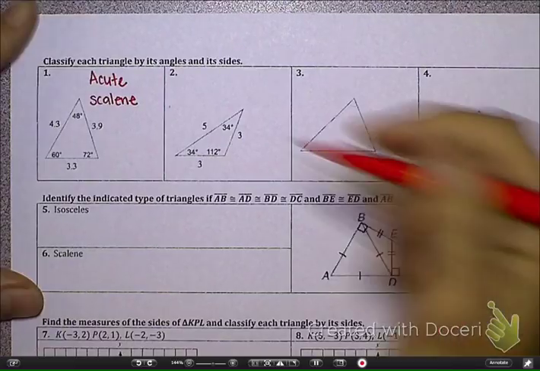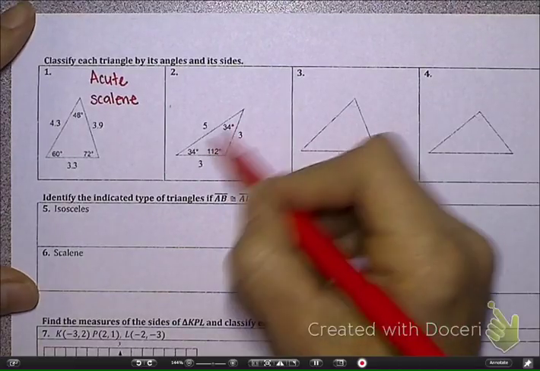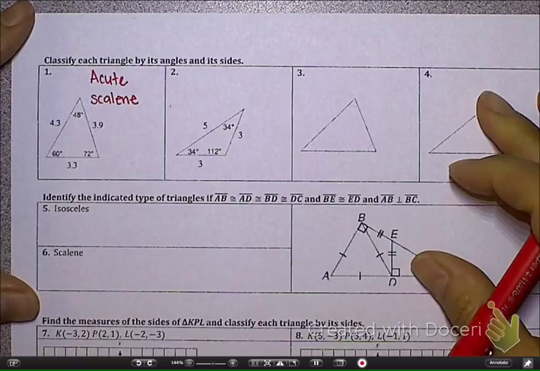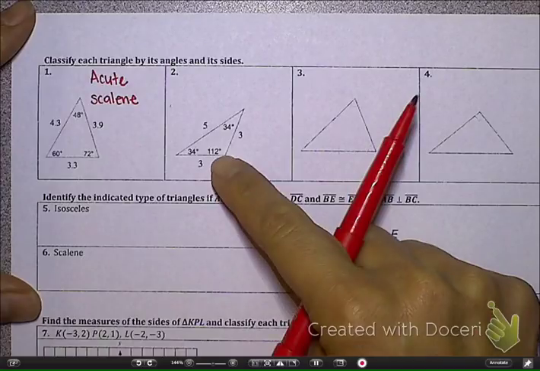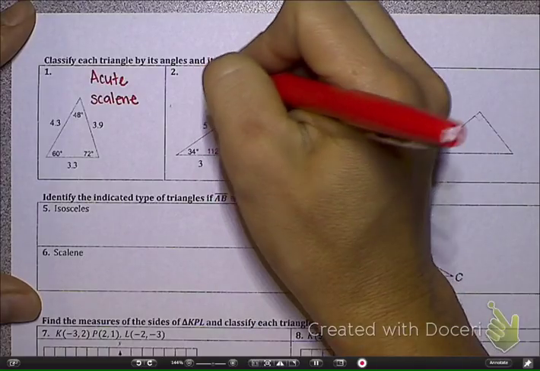So, let's look at the angles here. Are any of the angles right? No. Are any of them obtuse? Yeah, 112. So it's going to be an obtuse triangle.